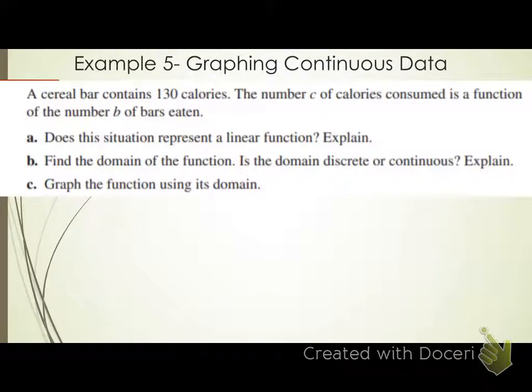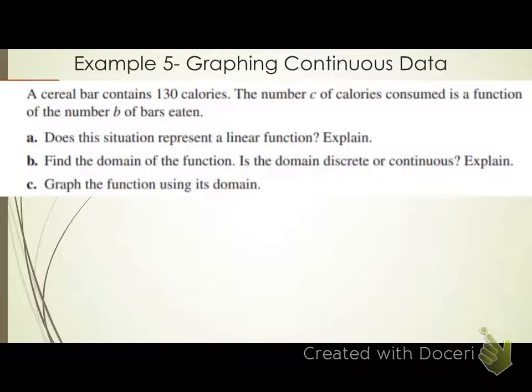Let's move on to another example, example 5. It says a cereal bar contains 130 calories. The number C of calories consumed is a function of the number B of bars eaten. It says, does this situation represent a linear function? Explain. Find the domain of the function. Is the domain discrete or continuous? Explain. And then graph the function using its domain.